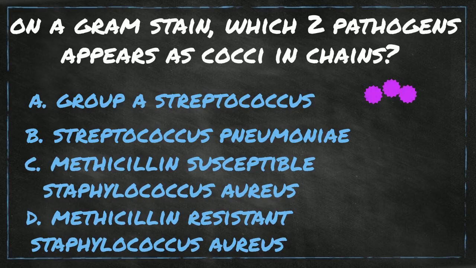Gram-positive cocci in chains represent pathogens from the Streptococcus family. Group A Streptococcus and Streptococcus pneumoniae fall into this category. Gram-positive cocci in clusters represent pathogens from the Staphylococcus species.